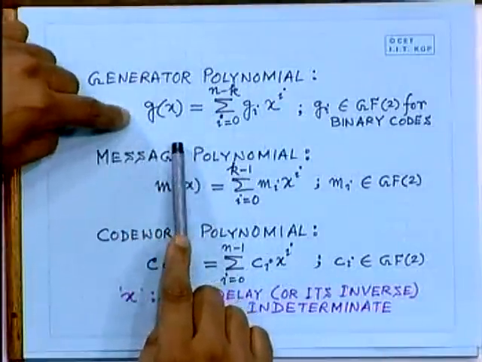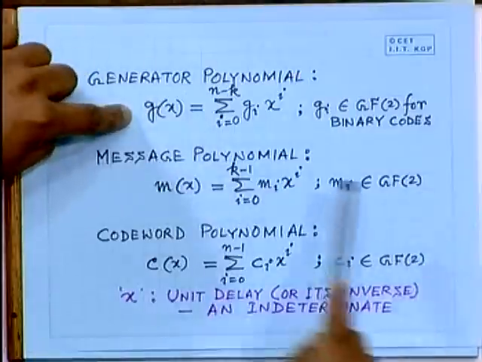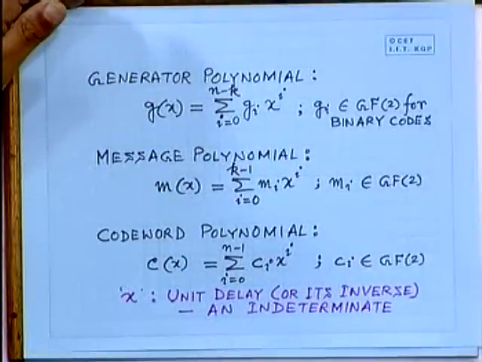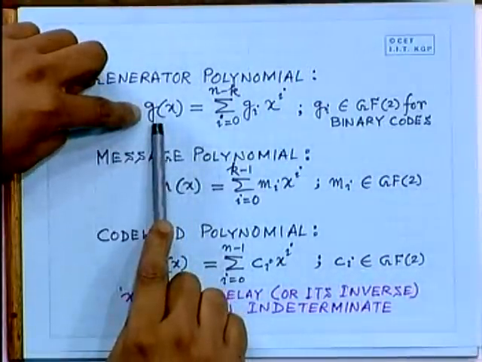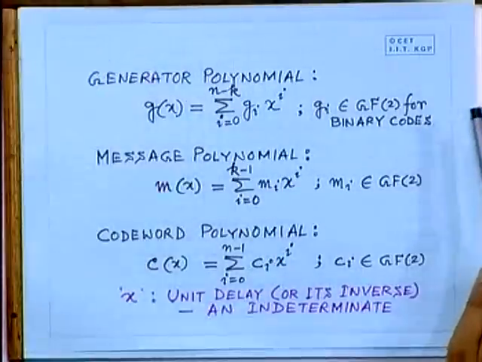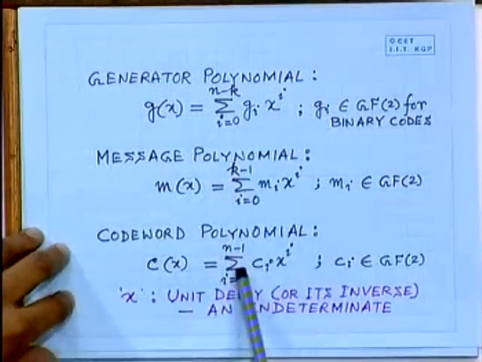This generator polynomial, as I was telling you, is a characteristic of a code. So for a Hamming code, we expect one form of generator polynomial. For some other code like a BCH code, we expect a different form of the generator polynomial. For a Reed-Solomon code, a still different form of generator polynomial. That is a non-binary code anyway. So I just introduce the polynomials here.